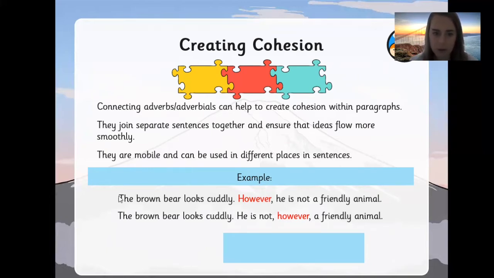Okay, so we've got two examples. The top one: the brown bear looks cuddly. However, he is not a friendly animal. Or: the brown bear looks cuddly. He is not, however, a friendly animal. Both of those sentences mean the same, but actually that word however in red has moved, hasn't it? So in the first example, it's at the beginning of a sentence and it links those two sentences together, whereas in the bottom one, it's partway through the second sentence, but again, it still links those two sentences together, so it doesn't have to sit in the same place. Okay, so however connects the ideas in the two separate sentences.